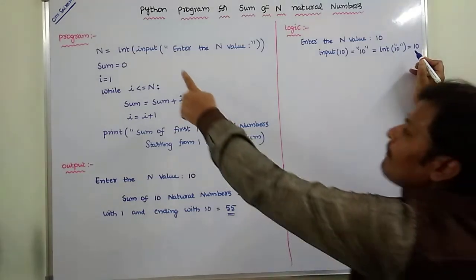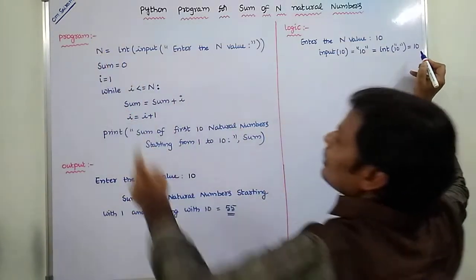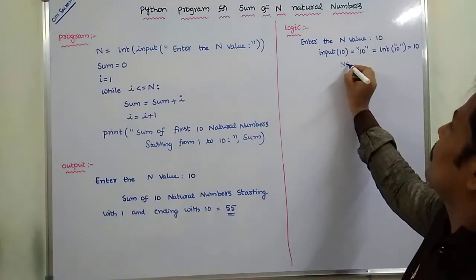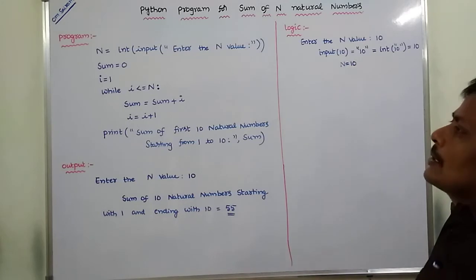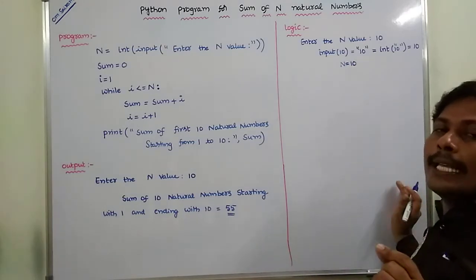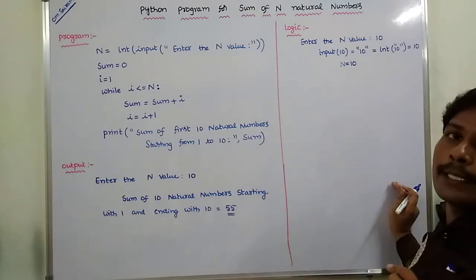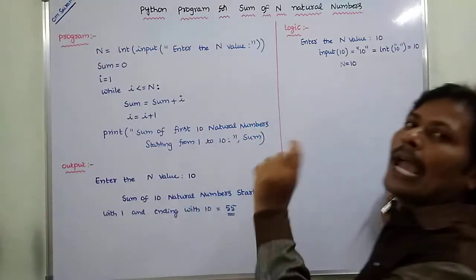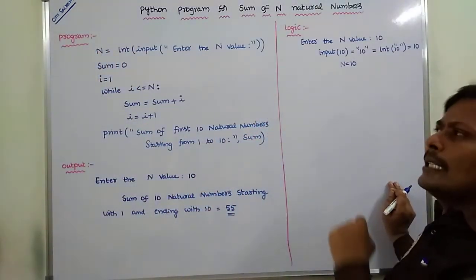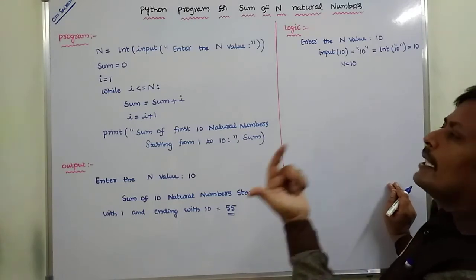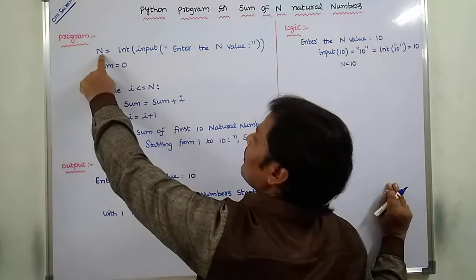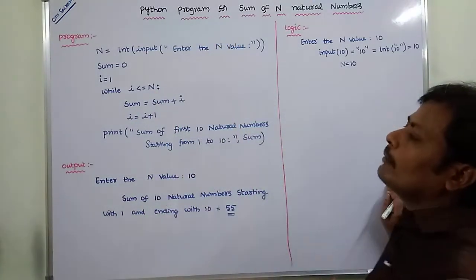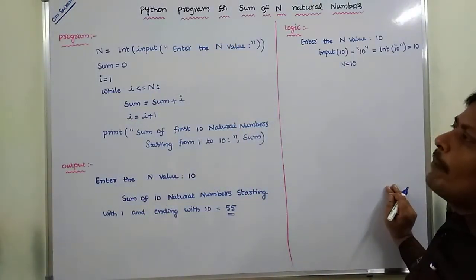This 10 value can be assigned to the capital N. So here N is equal to 10. Python is a case sensitive language. Here I am writing capital N, so we have to write capital N. Otherwise, if you take the small n, there is no problem. Here small n we have taken, here also small n. There is no problem at all.